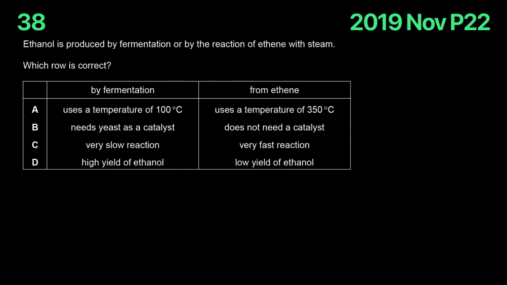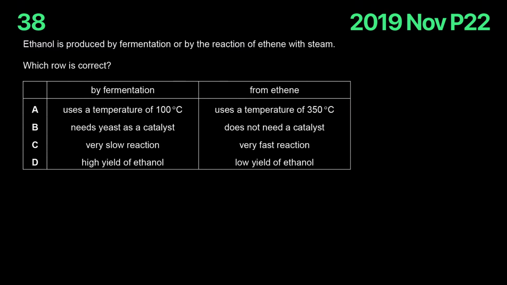Use of temperature of 100 degrees Celsius. Needs yeast as a catalyst. I think that's true. Very slow reaction. High yield of ethanol. I think the yield of ethanol will be lower. Fermentation, I know it's going to be a slow reaction because don't they let alcohol ferment for years, right? Closed in those bottles. So also, I mean, it's an organic reaction, it has to be slow.